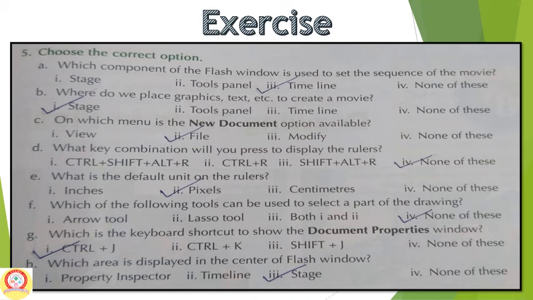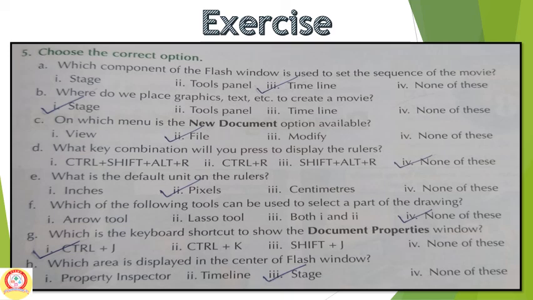C. On which menu is the new document option available? 1. View. 2. Files. 3. Modify. 4. None of these. So it's 2. D. What key combination will you press to display the ruler? 1. Control plus Shift plus Alt plus R. 2. Control plus R. 3. Shift plus Alt plus R. 4. None of these. So it's none of these, that is the fourth option. E. What is the default unit on the rulers? 1. Inches, 2. Pixels, 3. Centimeters, 4. None of these. So it's 2, pixels. Okay.